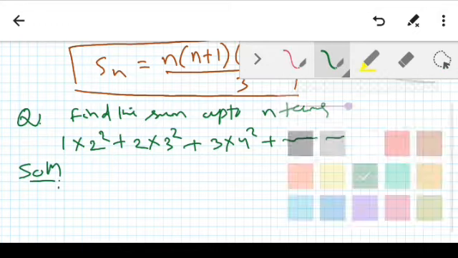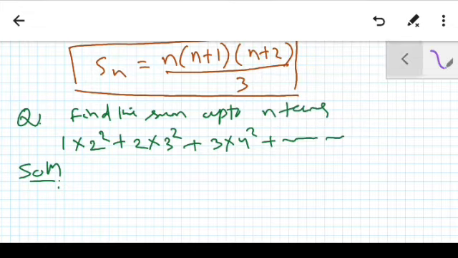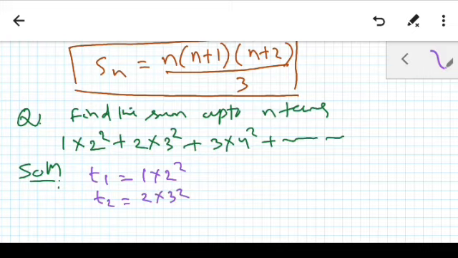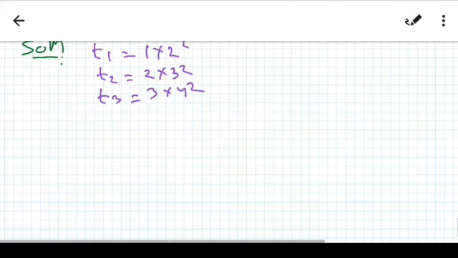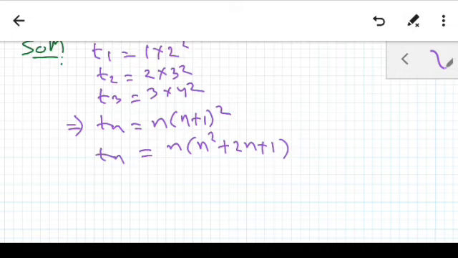If I solve this one, first my target is to find tn. First I will find tn, right? So here for that I'll go like this: t1 is equal to 1 into 2 square, t2 is equal to 2 into 3 square, t3 is given by 3 into 4 square. If I go on like this, I get at last, therefore tn is equal to n into n plus 1 whole square, that is equal to n into n square plus 2n plus 1. So tn is equal to n cube plus 2n square plus n.